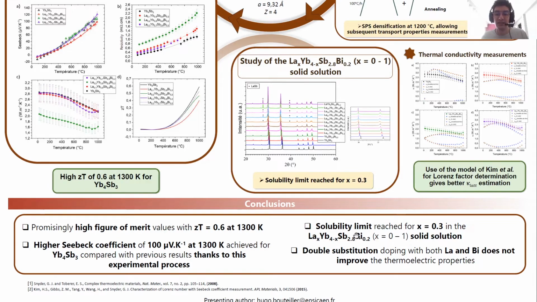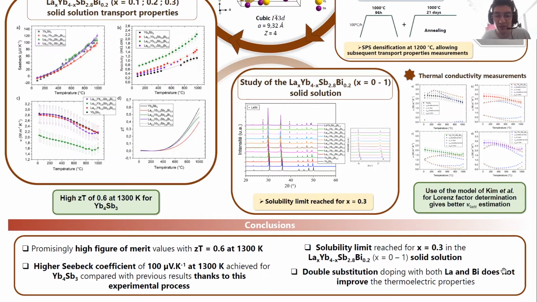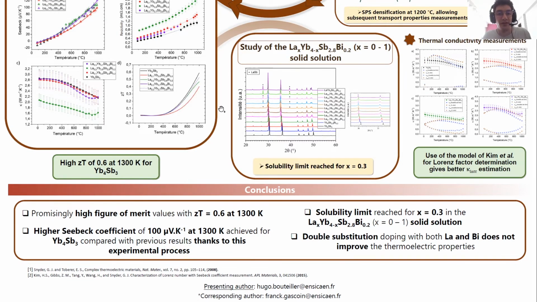Also, I investigated the solubility limit for this family of compounds, and it was found that for compositions higher than 0.4 in lanthanum, we have a destabilization of the structure. This is why I'm investigating only compositions below 0.3. And all the double substitutions of this family of materials do not actually improve the thermoelectric properties that much. So further work still has to be done with other dopants to see if we can improve the thermoelectric properties much further. So that's it for my presentation.